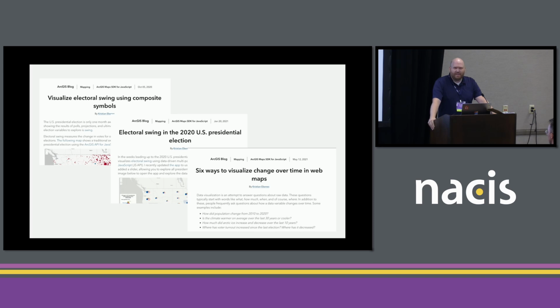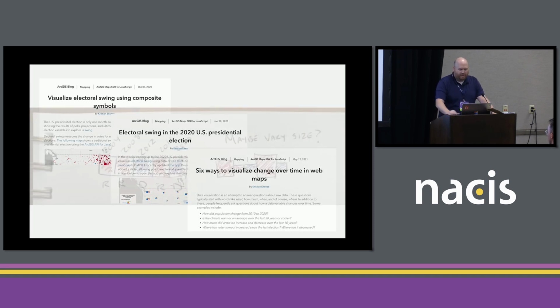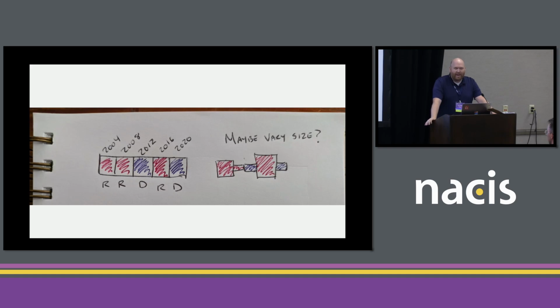And then one of the attendees, after the session, approached me with a sketch. This is not her sketch, but this is my recreation of it. And it was this symbol off to the left here.